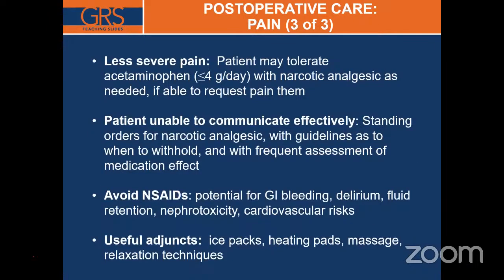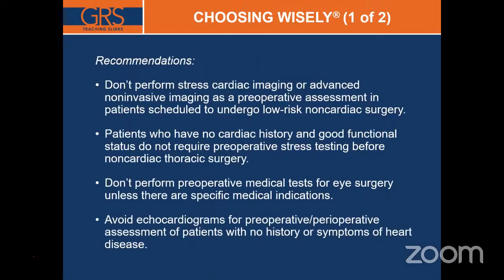For less severe pain, the patient may tolerate acetaminophen. We could give them less than 4 grams per day of acetaminophen with narcotic analgesics as needed, if able to request them. If the patient is unable to communicate effectively, such as a patient with cognitive impairment, use standing orders for narcotic analgesics with guidelines as to when to withhold and with frequent assessment of medication side effects. Also, we should avoid non-steroidal anti-inflammatory medications because of the potential risk of gastrointestinal bleeding, delirium, fluid retention, nephrotoxicity, and also cardiovascular risk. We could use adjuncts like ice packing, heating baths, massage, and relaxation techniques.